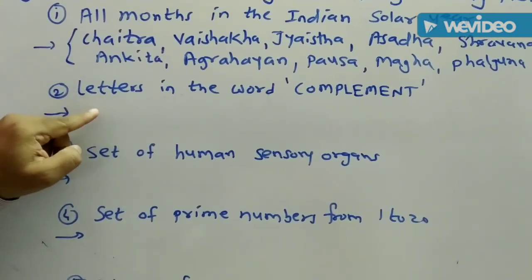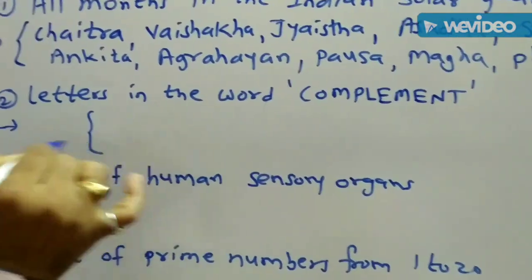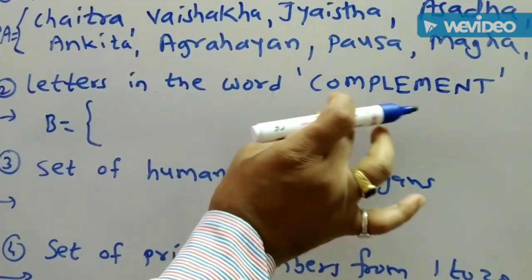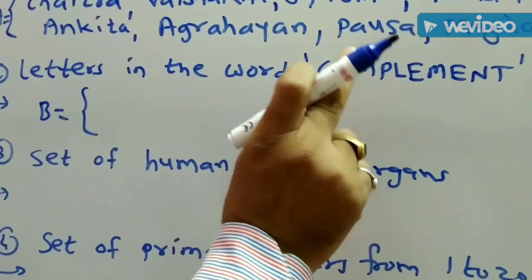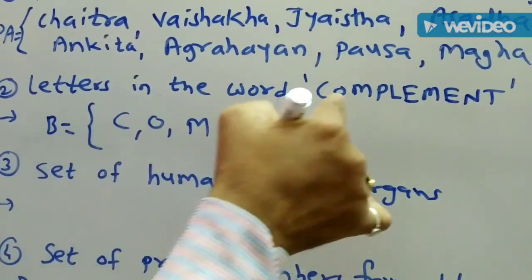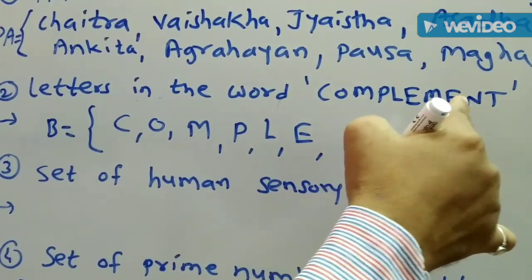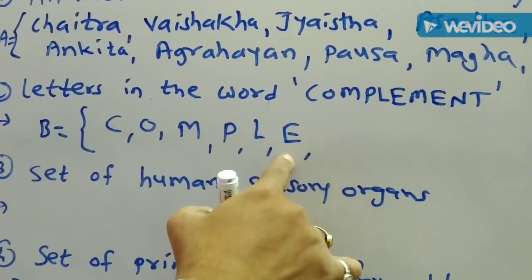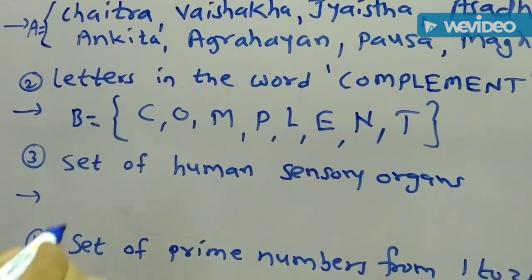Then the letters in the word "complement." That means you have to write the letters in the word complement. Name it as B. Here I write all the letters in the word complement, but each letter written only once. Therefore, C, O, M, P, L, E. M we already wrote, E also already written. Then N and T. These are the letters in the word.